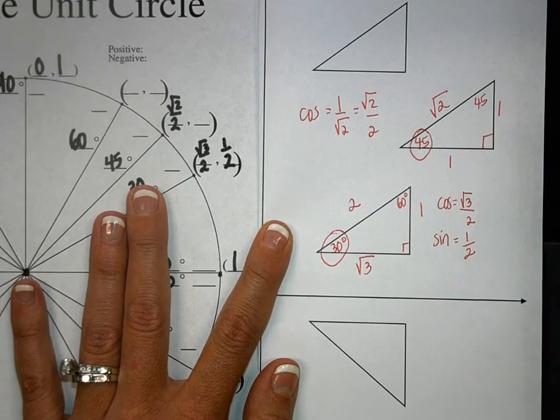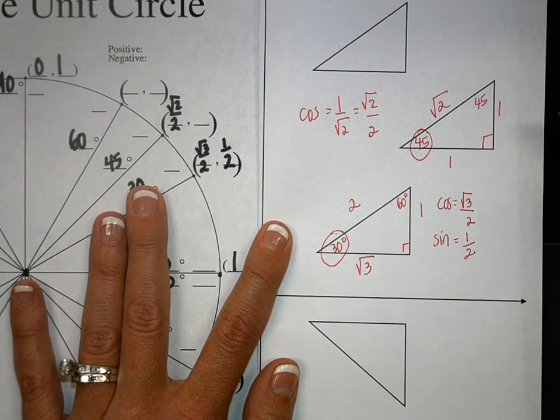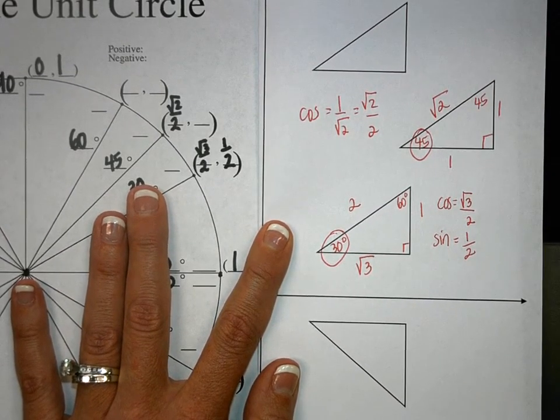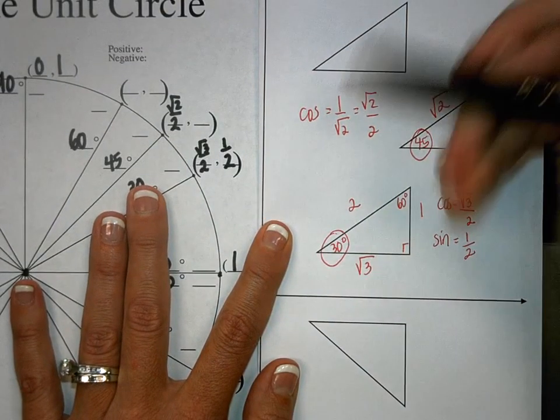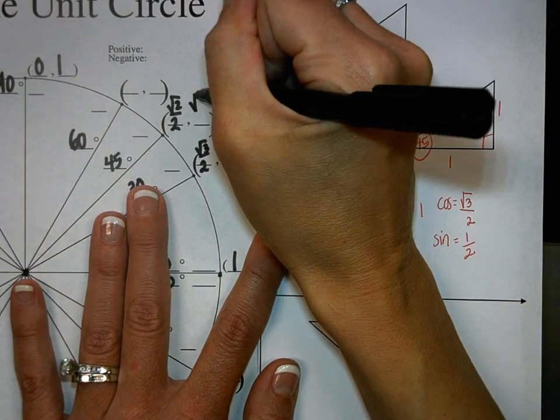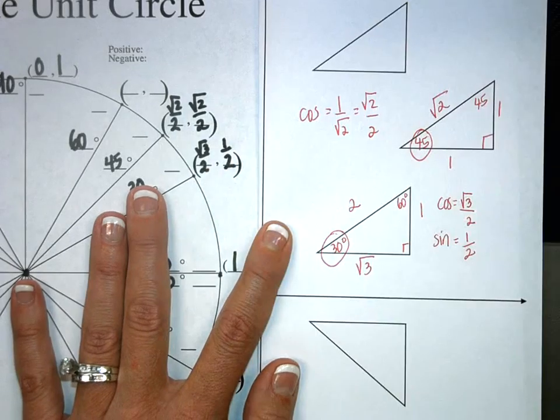What will be my sine of 45? Same thing, good. So I don't have to work the sine out because it's going to be the same answer. So it's √2 over 2.